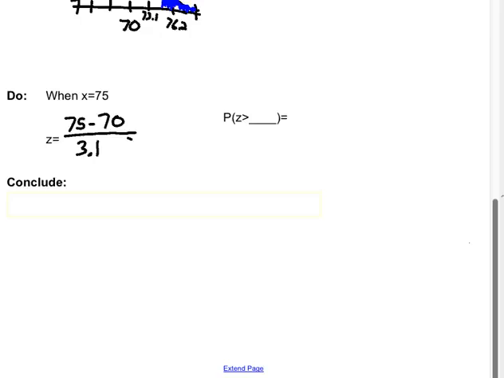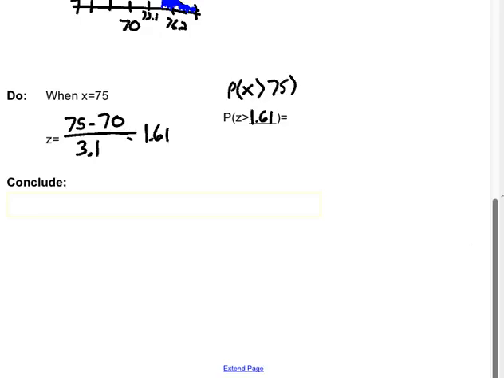So 5 divided by 3.1 is about 1.61. Okay, so now we started with a probability of having x, the height, being greater than 75, has now become a problem of probability of having a z-score above 1.61, approximately. Okay, again, there's some rounding in there.